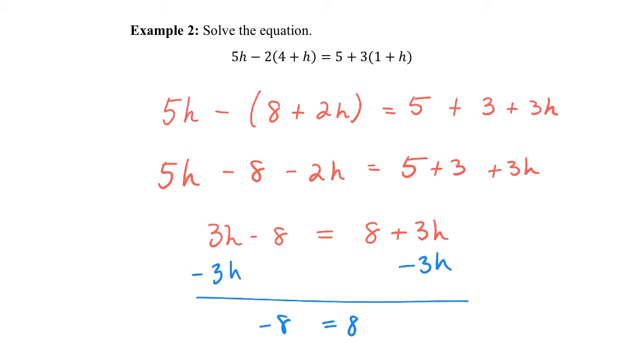I'm hoping you learned this in your middle school. If not, write it down. When you get to a line at the end of a problem and the variables all drop off and you get a statement that is not true, we call this in math a contradiction. A contradiction statement tells us that there is no solution.